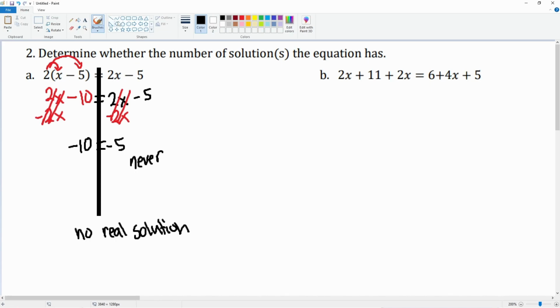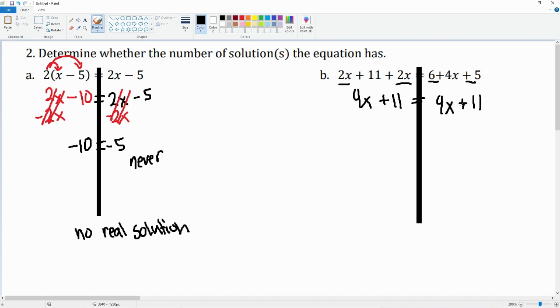All right, now let's do the same for question B. So we're going to solve it again. There are some like terms that we have, 2x and the 2x here, this becomes 4x. Bring everything else down, bring down the plus 11, makes this equal. 6 plus 5 also becomes 11. Bring down the 4x plus.